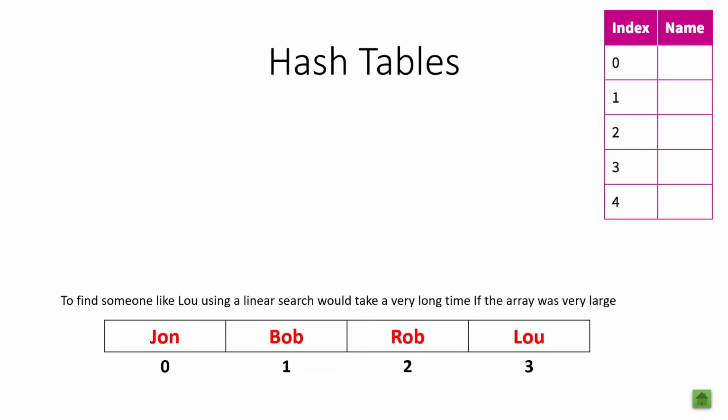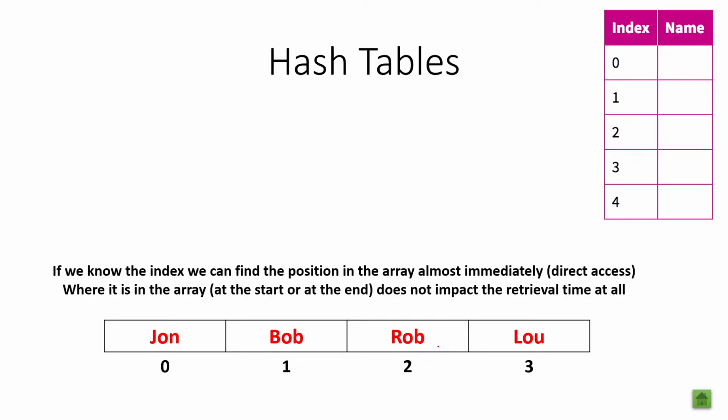So here we are, hash table on the right hand side. So our index has 0, 1, 2, 3 and 4. So to find someone like Lou, using a linear search would take a very long time if the array was very large, because we go one by one in a linear search, whereas if we know the index, we can find the position in the array almost immediately using direct access, because we can just jump to position 3 and find that Lou is there. But we need a way of working out where Lou lives in the array.